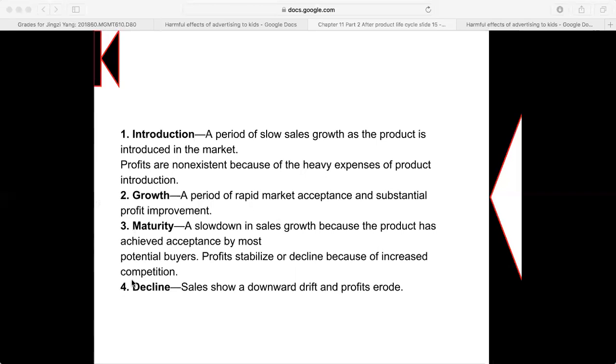The third part is maturity. It is a slowdown in sales growth because the product has achieved acceptance by most potential buyers. The profit declines or stays stable because they have to face other competitors. The last but not the least is decline. In the decline portion, sales show a downward drift and the profit is getting smaller as well.